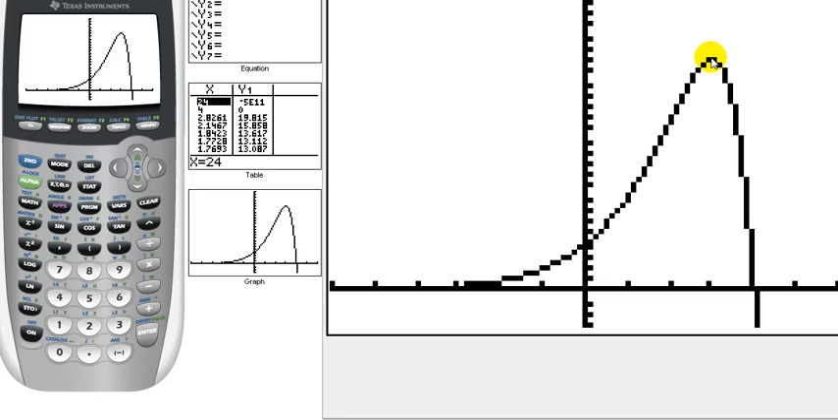So e to the 3, e is a little less than 3, so I don't know, it's about 25, something like that, a little less than 27. Actually, I don't think it's quite that big, because I think this goes to 25, so this is probably about 20.